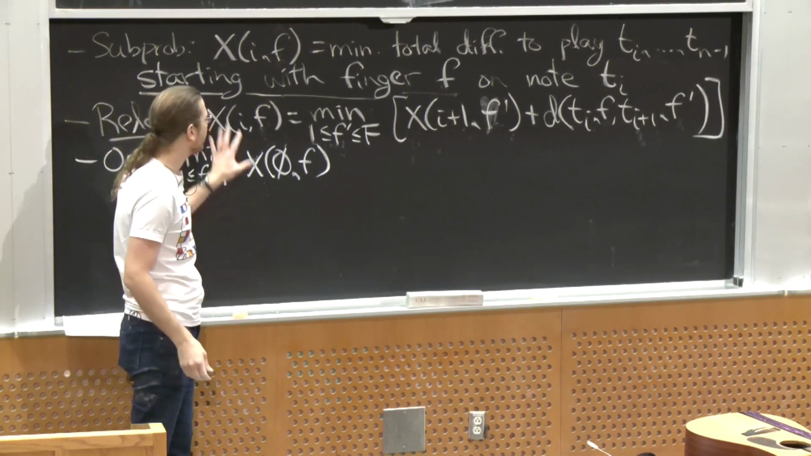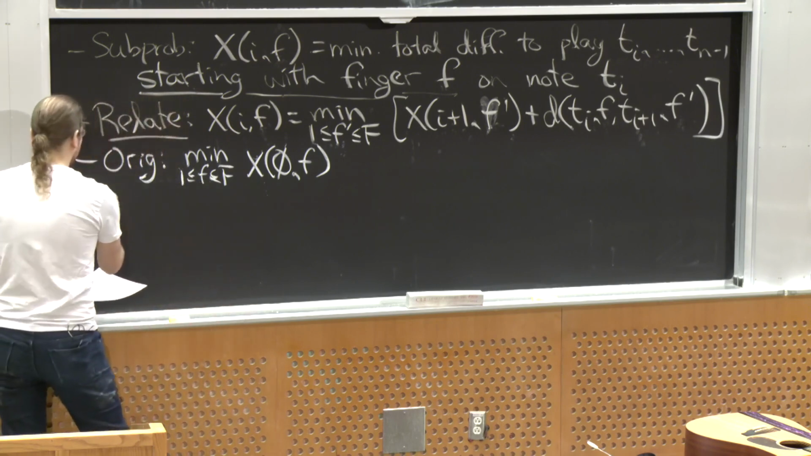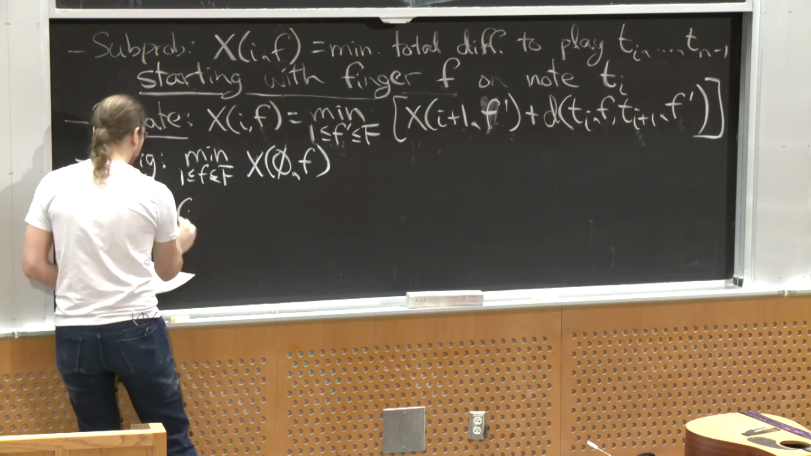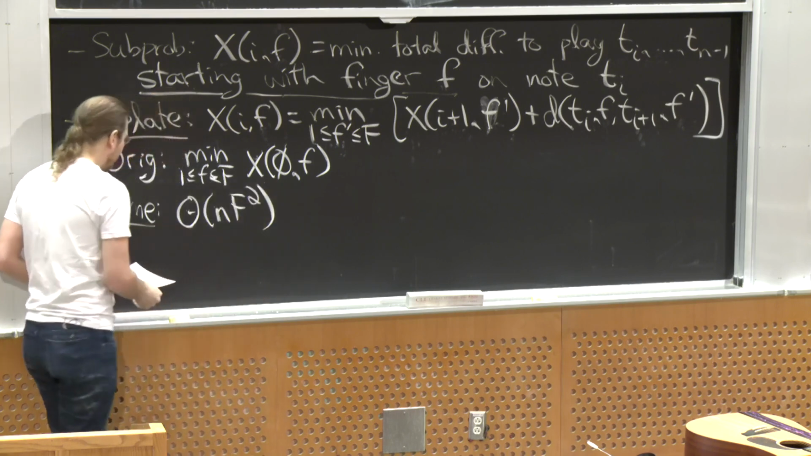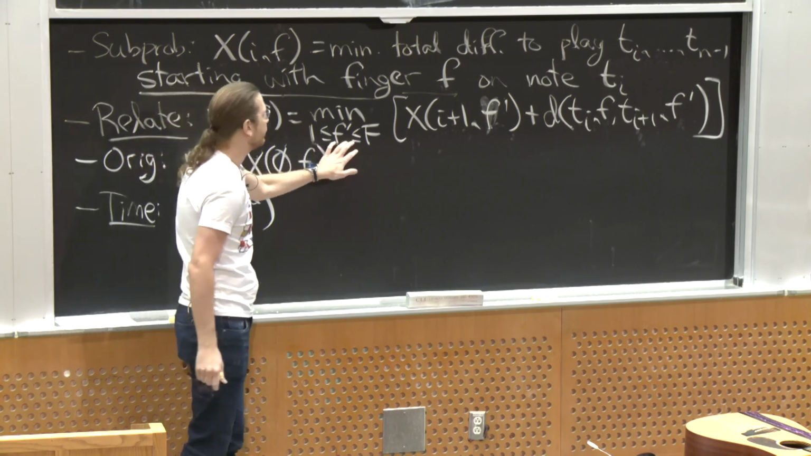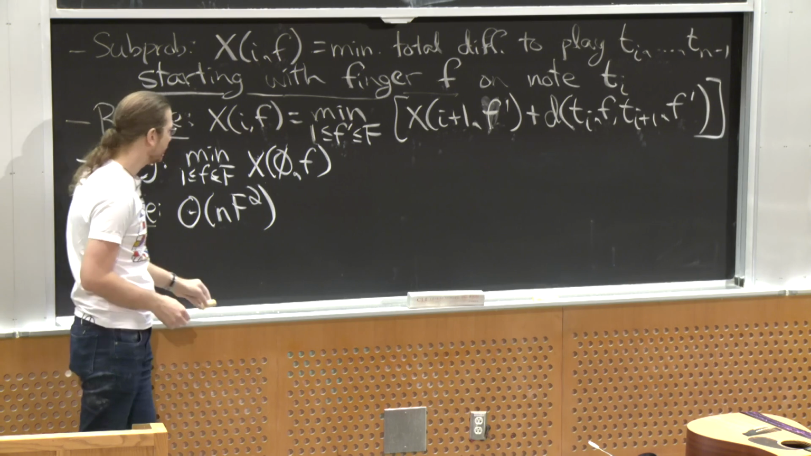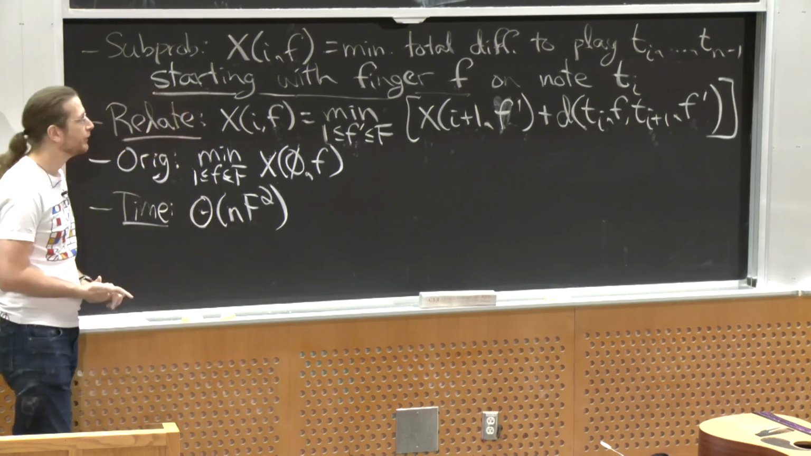And so then this recurrence gives me the overall solution in, I'll just jump to the time. You need a base case and topological order. But it is n f squared time. There are n times f subproblems here. And for each one, I'm doing an optimization over f choices. And so I get n times f squared. It's a polynomial. And if f is a constant, this is actually linear time, very fast DP.